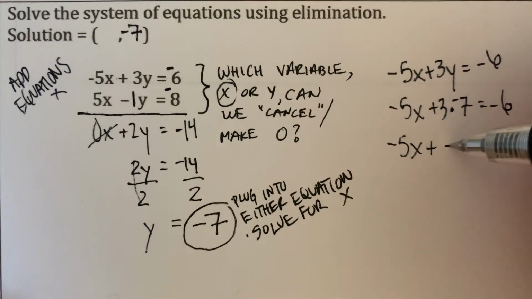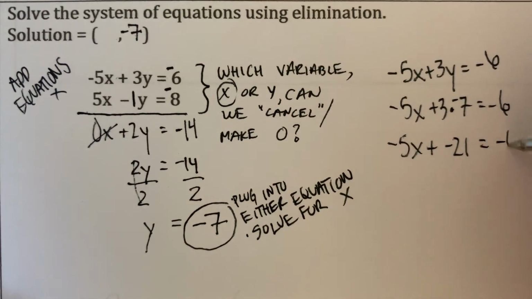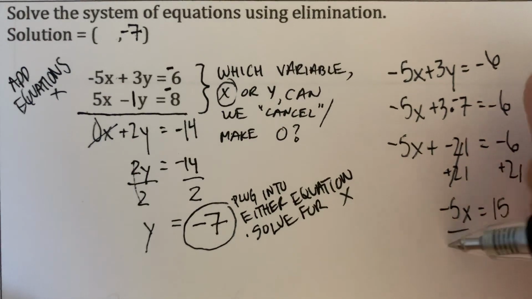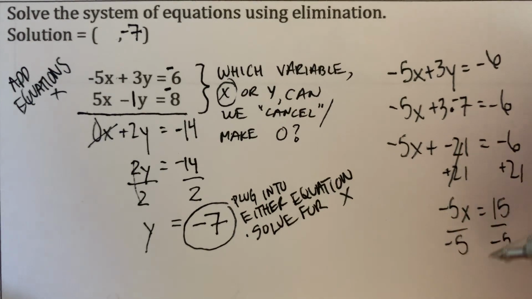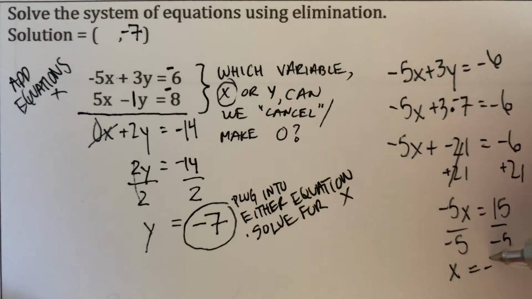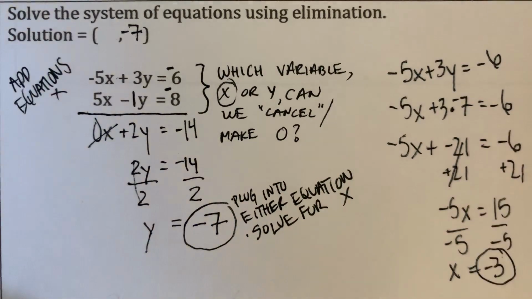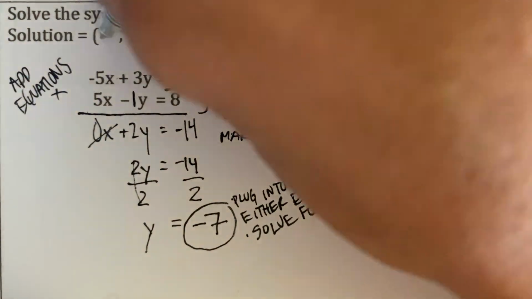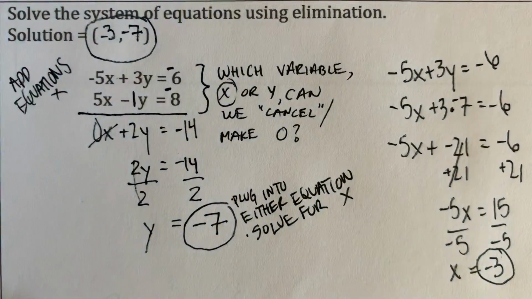-5x plus -21 equals -6. Add 21 to both sides. -5x equals 15. Divide both sides by -5, and we get x equals -3. We have the other half of our answer, -3, so our solution is -3, -7.